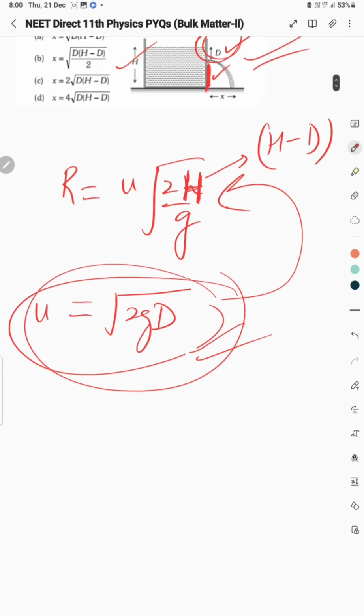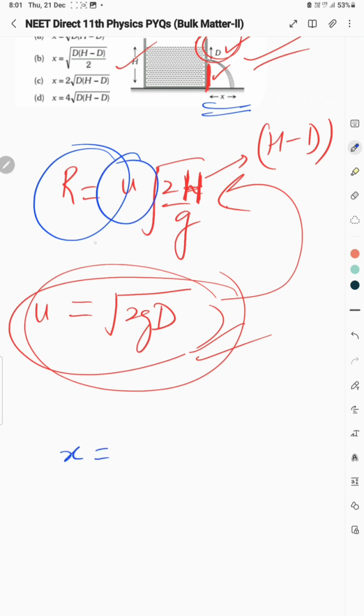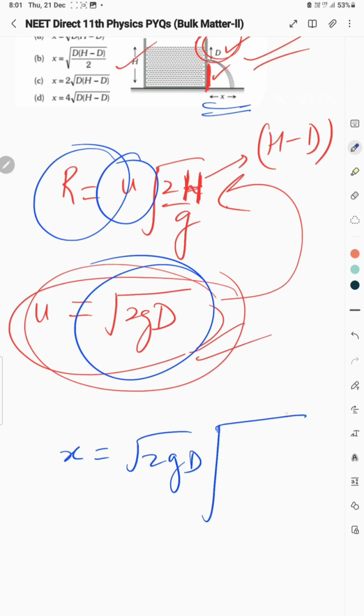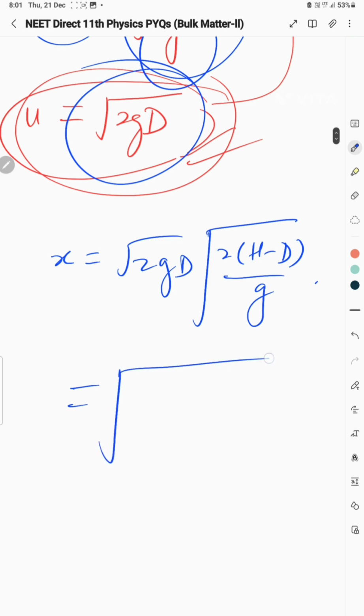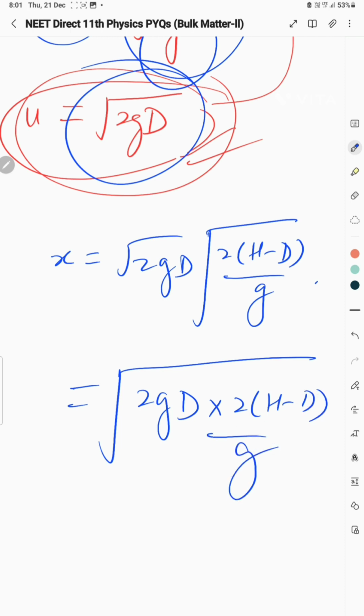Now the trick becomes a little more complicated. Here, instead of R, put X. I write X. Instead of u, you put square root of 2gd. So this is what I do. Now instead of this 2h, you write 2 times H minus d by capital G. Now simplify it further. Take everything inside one single square root. It now becomes something like that.